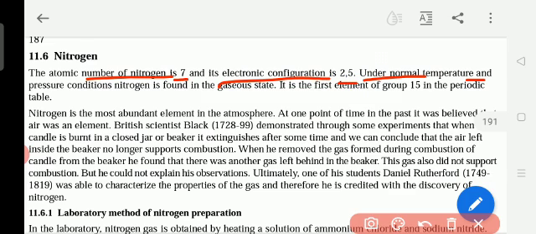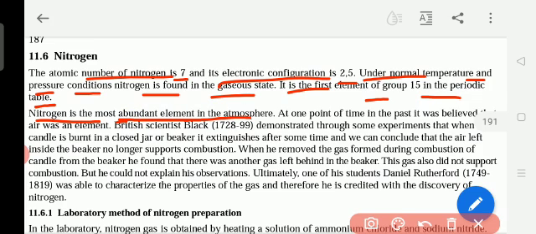Under normal temperature and pressure conditions, nitrogen is found in the gaseous state. Nitrogen is a gas. It is the first element of group 15 in the periodic table. And nitrogen is the most abundant element in the atmosphere. Last year in the question paper they asked like this only: the element or the gas which we find in abundance in the atmosphere, write its uses. That means nitrogen. In the atmosphere, we have more nitrogen.